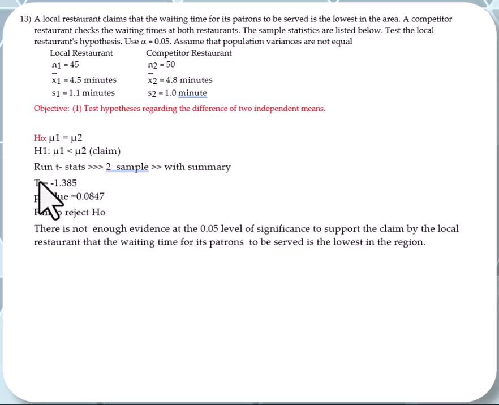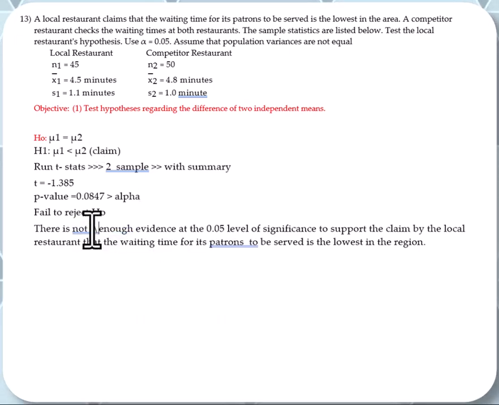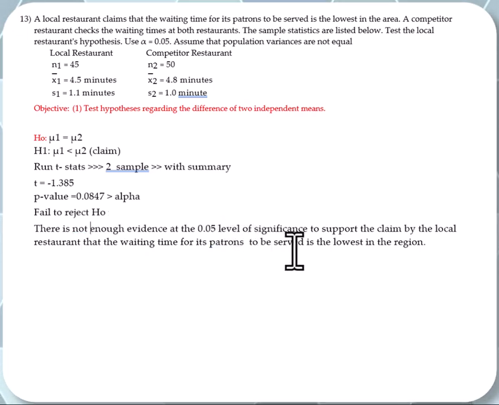So test statistic again is negative 1.385. P-value is 0.0847, which is bigger than alpha. You fail to reject the null hypothesis. And if you fail to reject the null hypothesis and the claim is in H1, you cannot support the claim. You say there is not enough evidence at the 0.05 level of significance to support the claim, and write down what the claim is right here. I just copy it from here, that the waiting time for its patrons to be served is the lowest in the area.